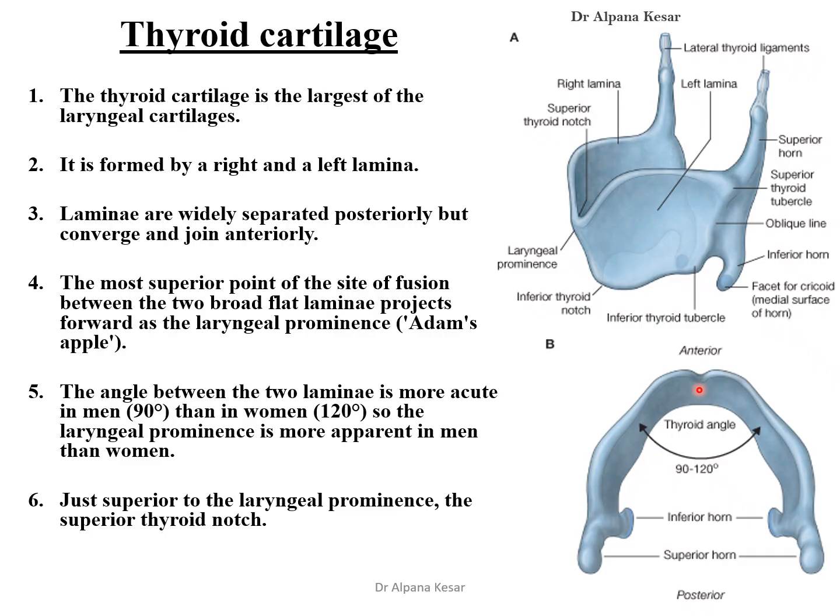As the two lamina join, there is present an angulation between the two lamina, which is more acute in men than in women. In men it is 90 degrees and in women it is 120 degrees. And thus laryngeal prominence or Adam's apple is more prominent in men than in women.